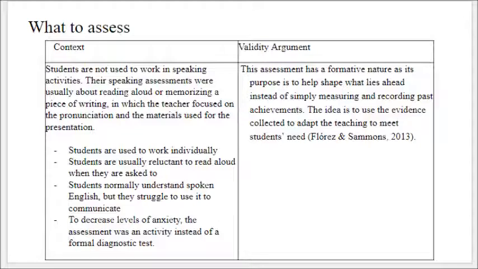Based on the book from Flores and Simons about teaching for learning, we can consider that this assessment has a formative nature, as its purpose is to help shape what lies ahead instead of simply measuring and recording past achievements. The idea is to use the evidence collected to adapt the teaching to meet students' needs.